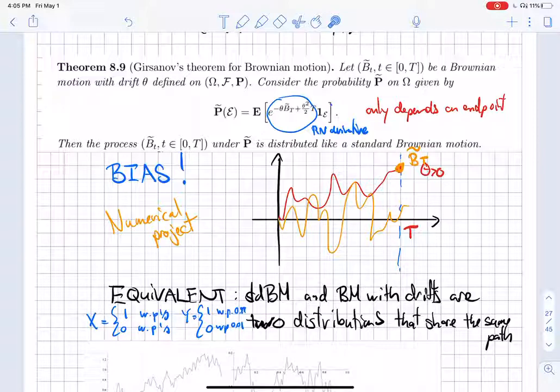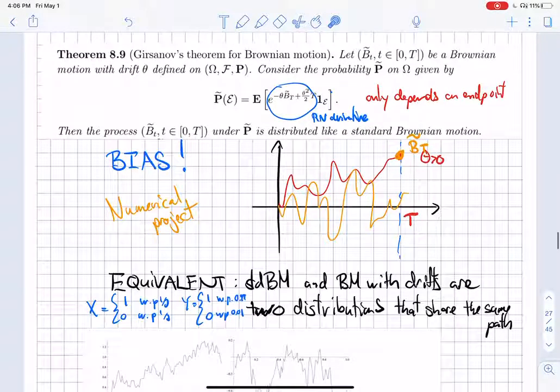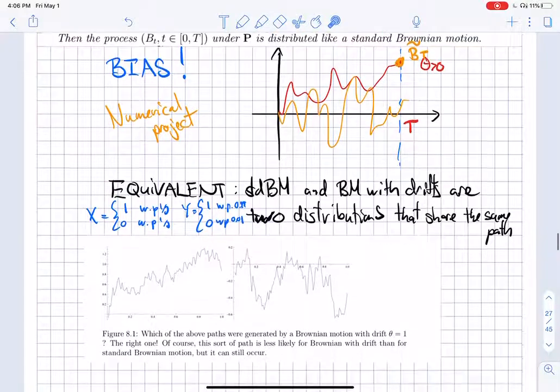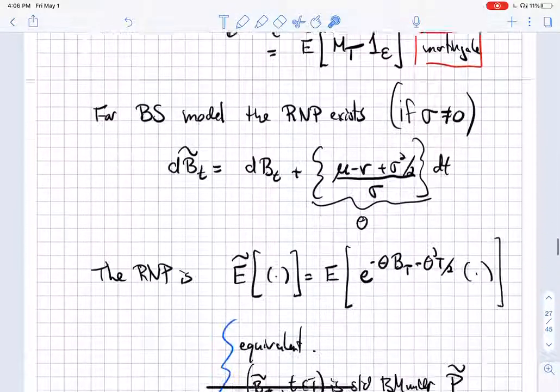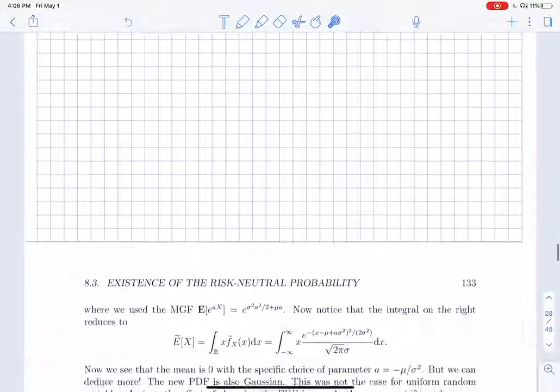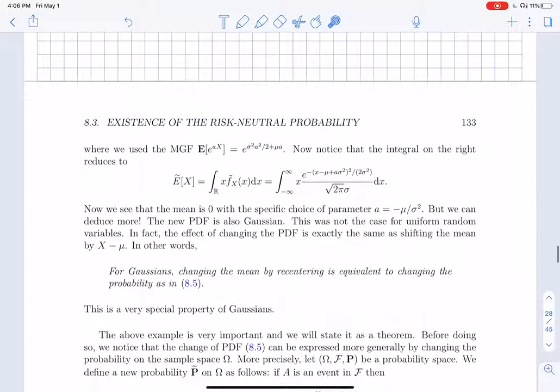Okay. Now, what if I have other models like Black-Scholes, or the drift is not constant? Can I do that? And the answer is yes. Okay, so Girsanov is really powerful to remove any drift in an Itô process. All right, so this is Girsanov's theorem. It's not an easy theorem, but hopefully I gave some ideas why this is true.